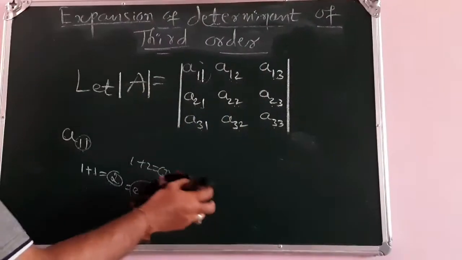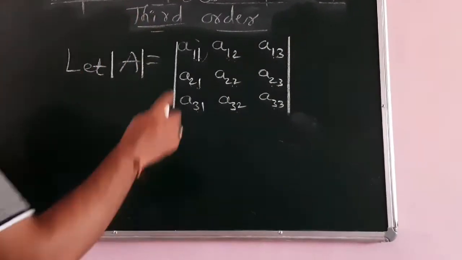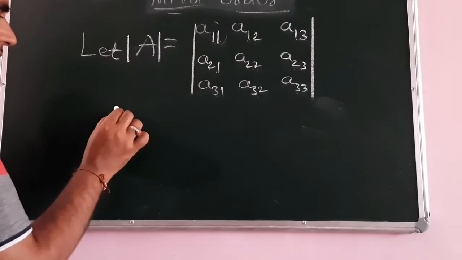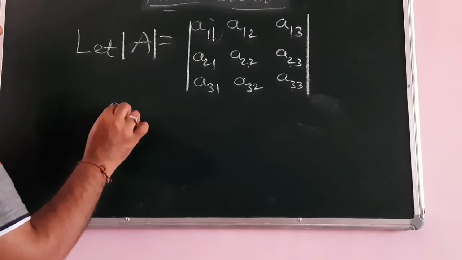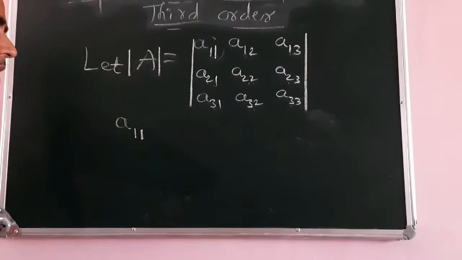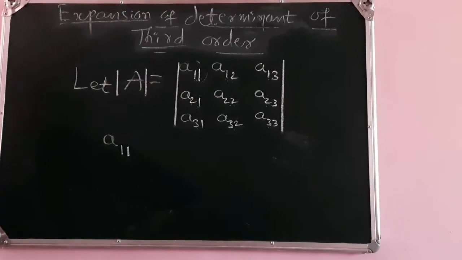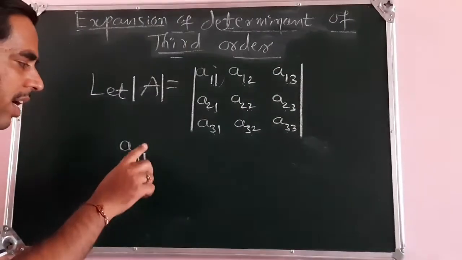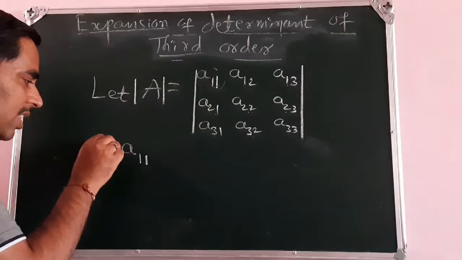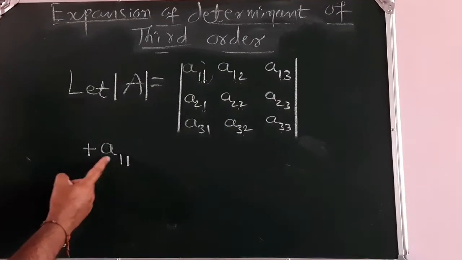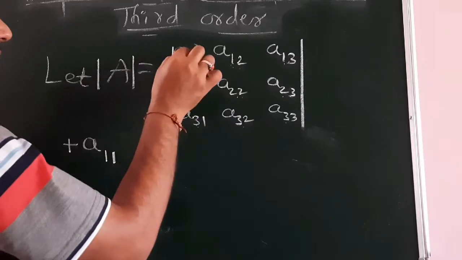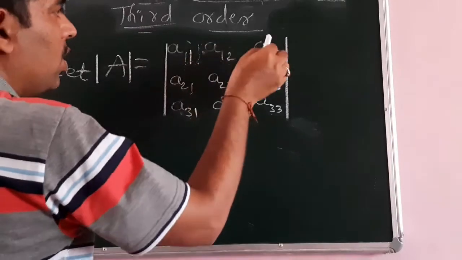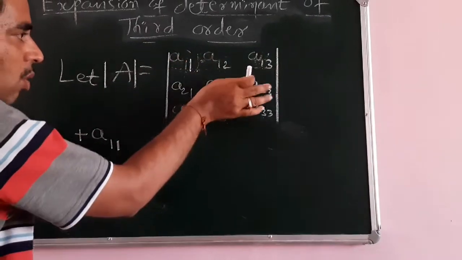What is the idea here? If I consider the first element, A11, it lies in the first row, first column. For A11, 1 plus 1, I get the sum even. Wherever I get an even sum, the sign is plus. So I will put the plus sign. A11 lies in the first row and first column. So you leave this row and this column. What are the remaining elements?